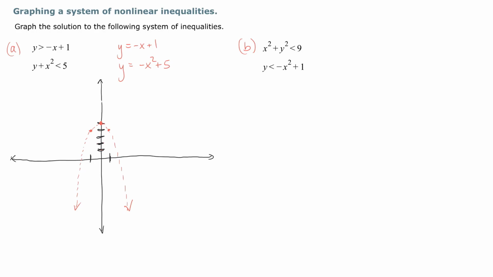Now we got to graph the straight line. y equals negative x plus 1. So we start with the y-intercept. And then we go down 1, right 1. And then draw a straight line through here. It's also dotted. So there are a lot of regions here.